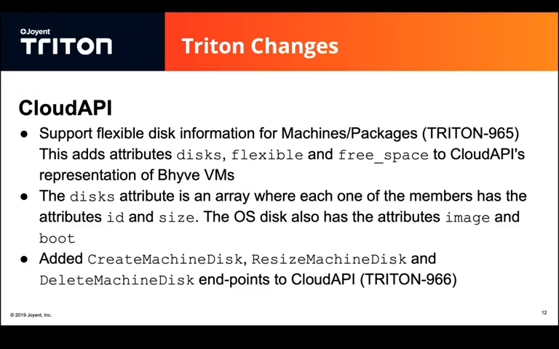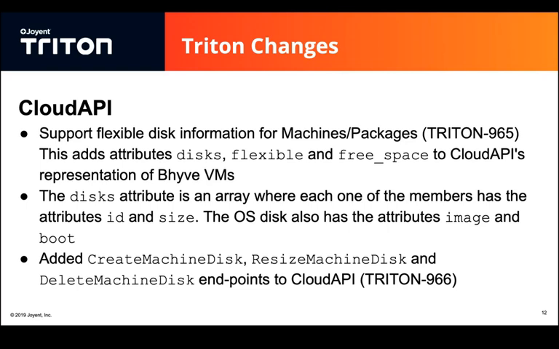Then moving up on the stack, we also added to Cloud API exactly the same endpoints, exactly the same support for both packages and VMs: support for disk, flexible disk, disk size and free space. In order to make things a little bit more confusing, instead of flexible disk, here the property is just called flexible. This usually happens when you have several people working on the same thing at the same time. This has exactly the same meaning as for BMADM and for bhyve, but it's somewhat simplified.